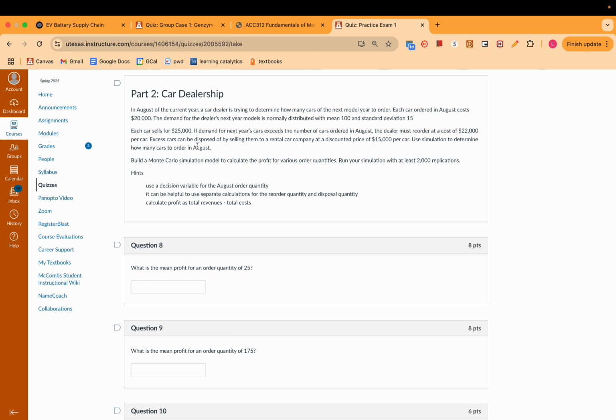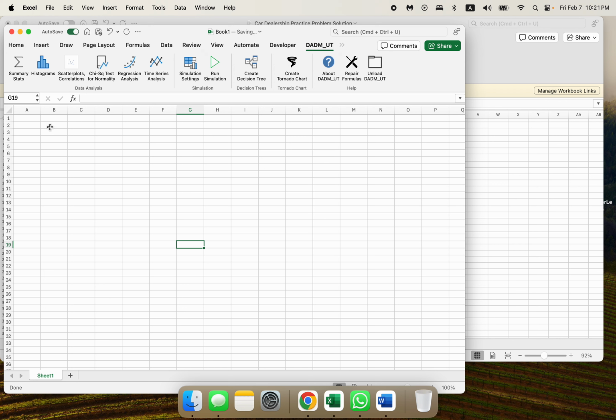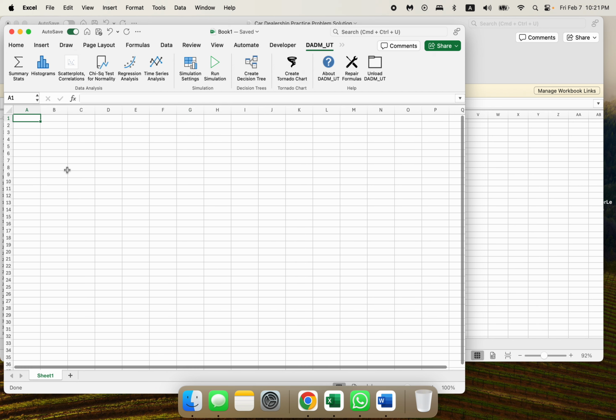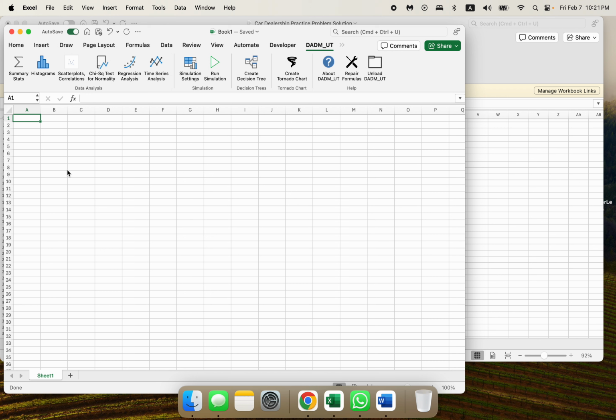We're given inputs, like we know how much a car sells for, and we know the uncertainty, which is the demand, and we're trying to find how many to order. So we can start on a new workbook. What we are trying to find is the number of orders.